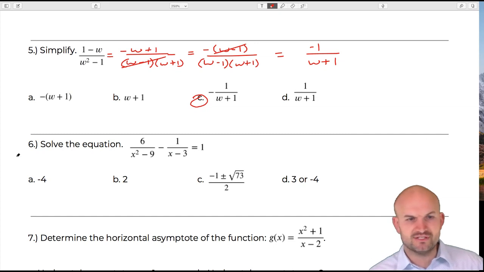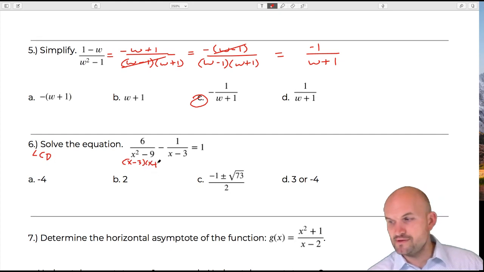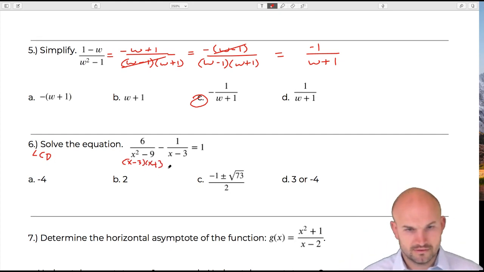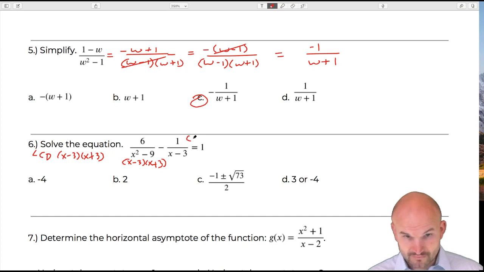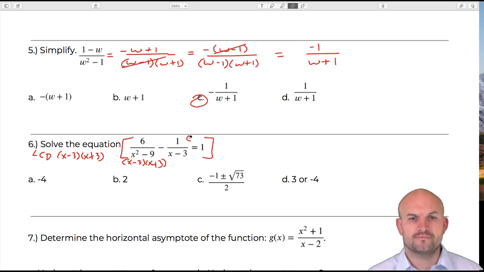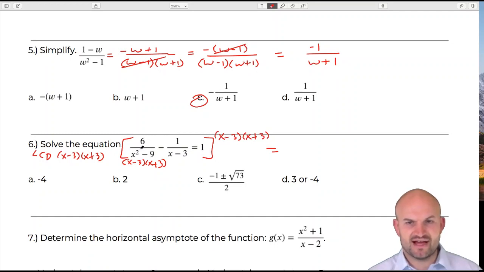Here, let's see, I noticed that my LCD, this can be factored to x minus 3 times x plus 3. So therefore, this is already x minus 3, so therefore I'm going to multiply x minus 3 times x plus 3. So I'm going to multiply everything times the LCD. So x minus 3 times x plus 3. So when I multiply this times that, everything divides out, obviously. That's just going to leave me with a 6.